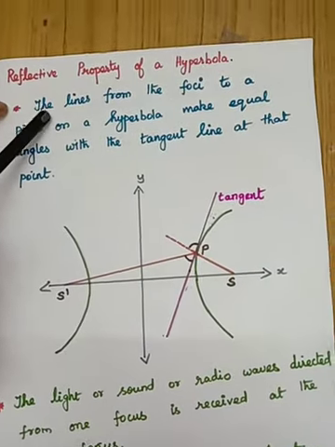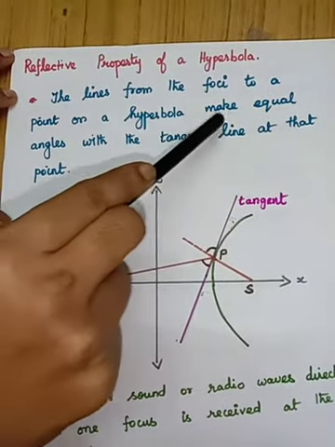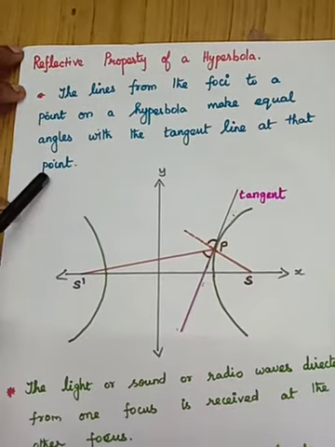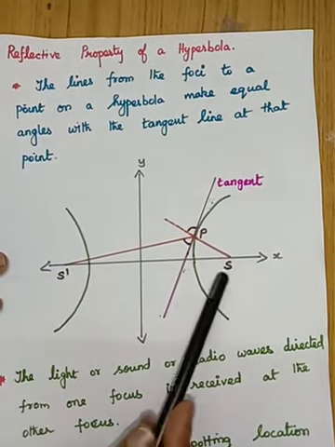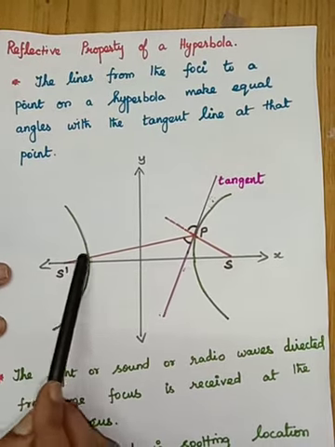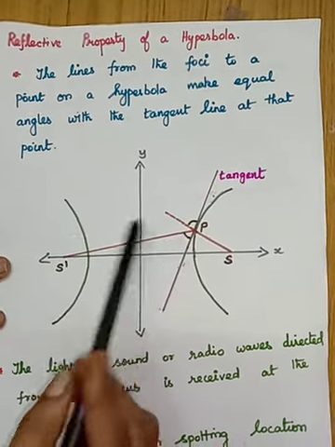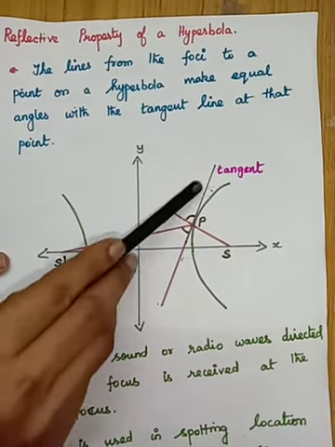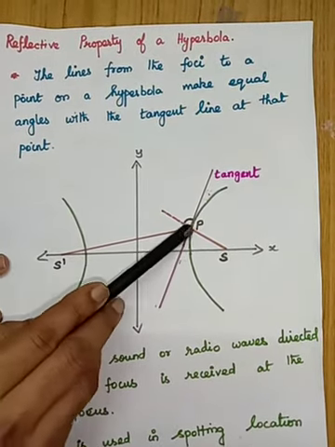Now we are moving to the reflective property of a hyperbola. So what is the property? The lines from the foci to a point on the hyperbola make equal angles with the tangent line at that point. You see that the lines from the foci, S and S dash, which are the foci of the hyperbola. So the lines from the foci to a point on the hyperbola, what point? P. So S dash P and SP, both lines make equal angles with the tangent line at P.